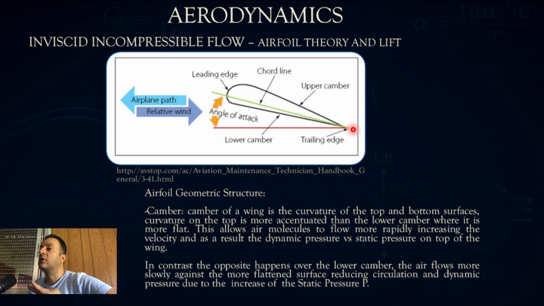Opposite to that, you have the trailing edge, which is the rear end of the wing, the rear side, the one from behind. This is the trailing edge. This is where the flow quits the wing.